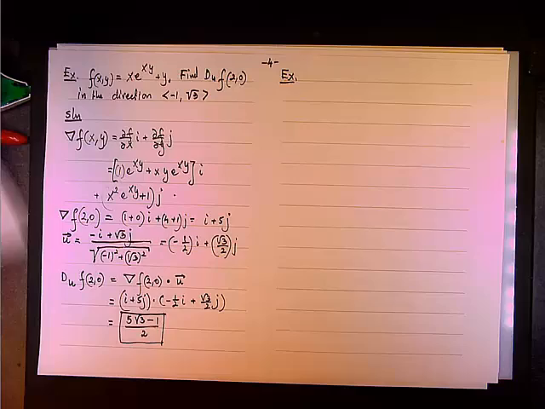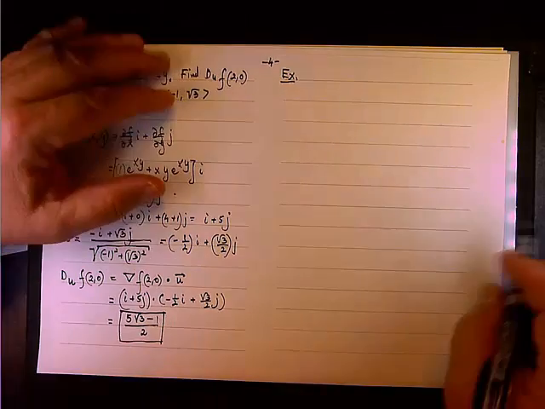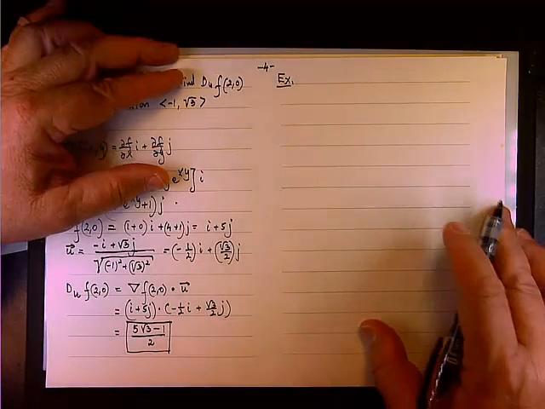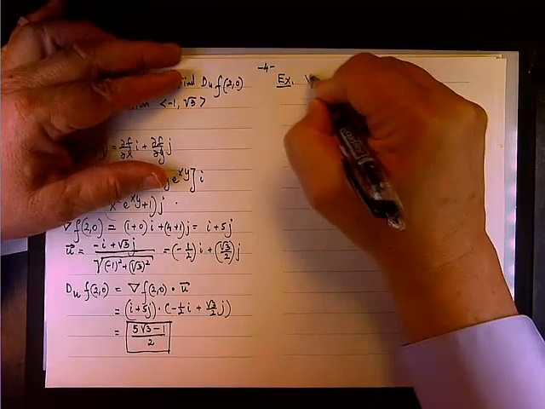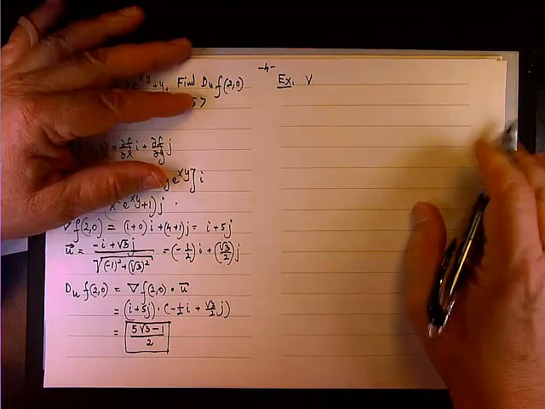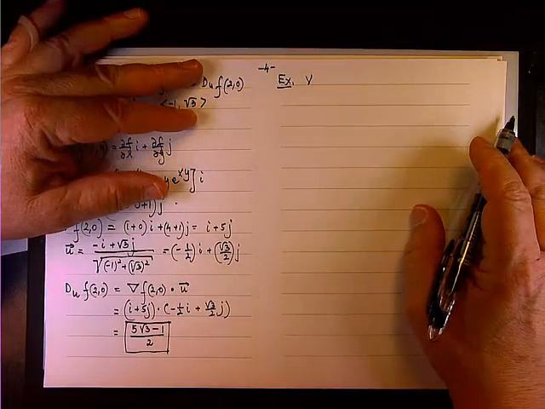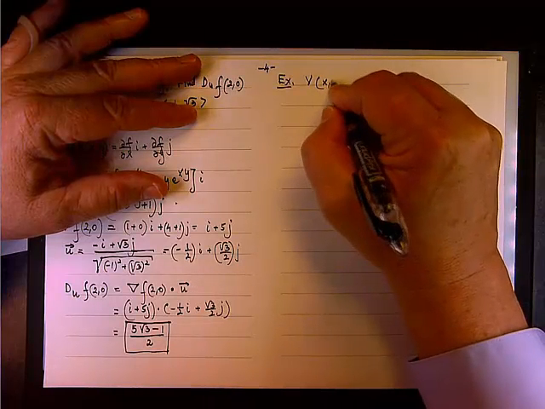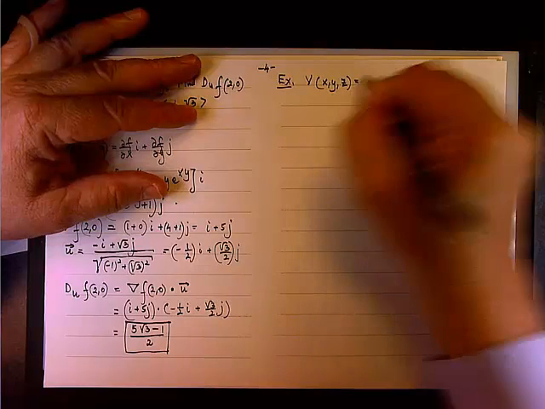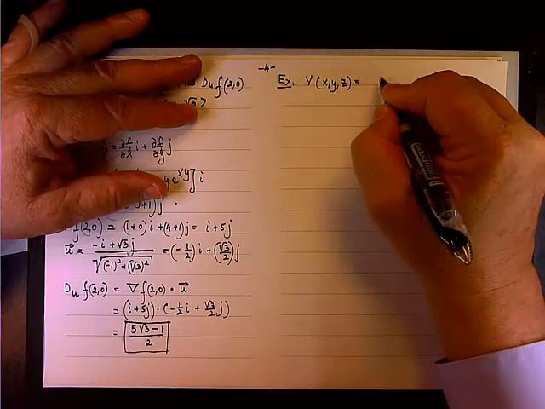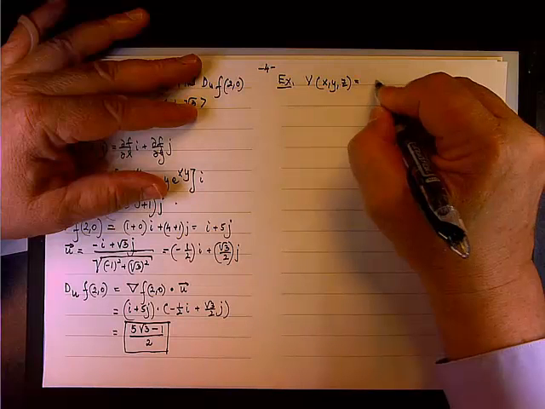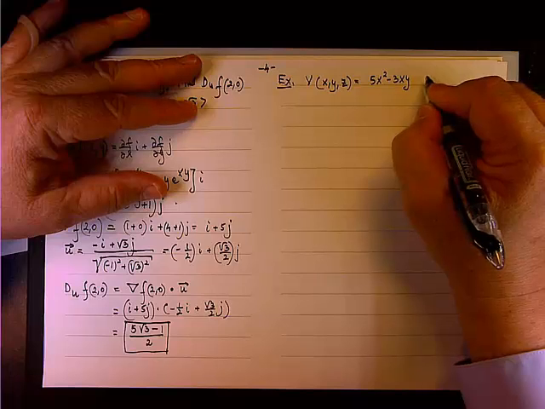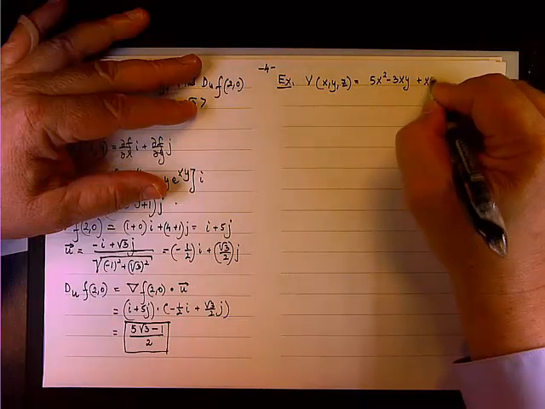Very similar, but in three-dimensional. What's given is, this is homework number 33. You have a certain function, which is a voltage in this case, v of x, y, z, equal 5x squared minus 3xy plus xyz.